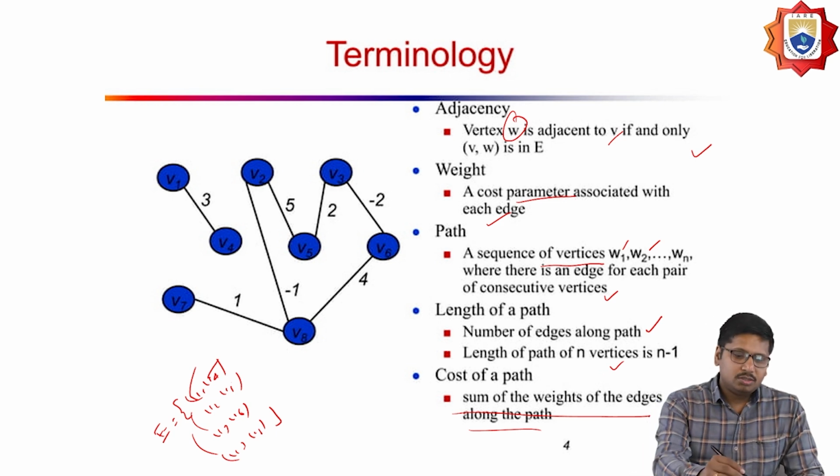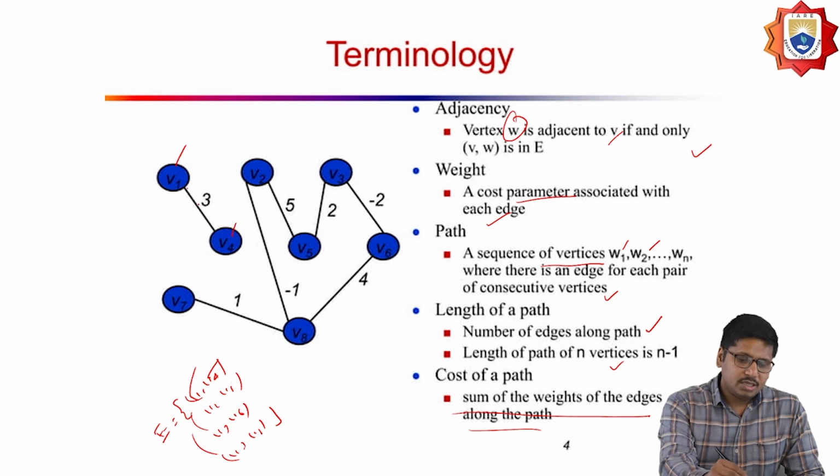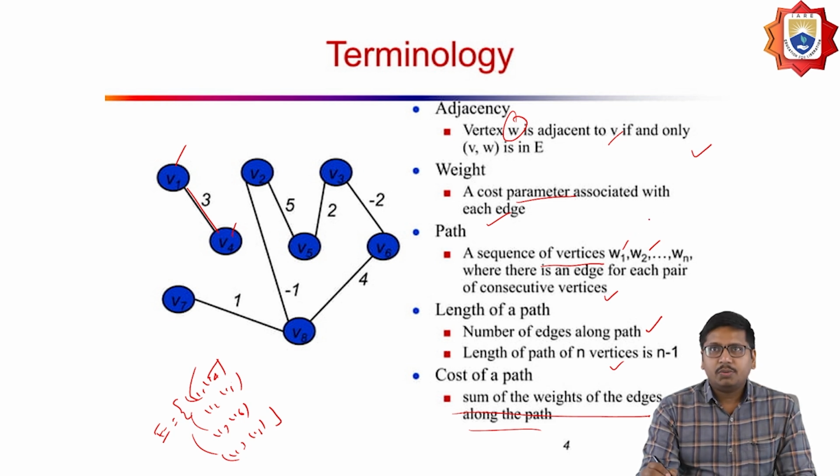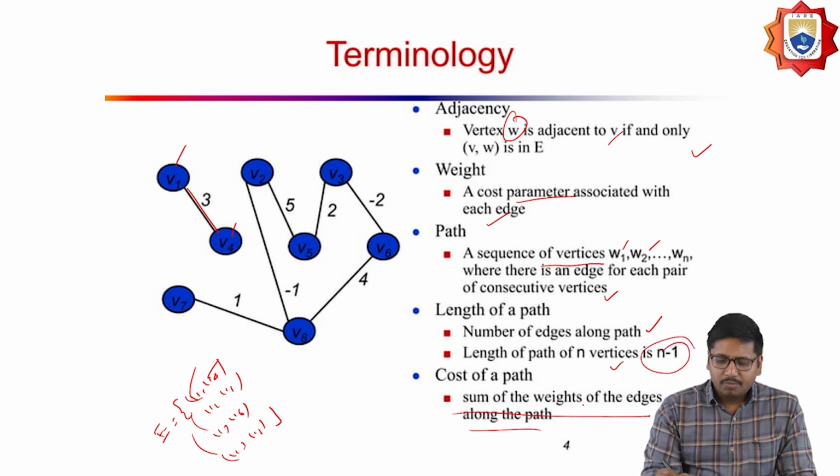So adjacent means V1 and V2 are adjacent if there exists an edge between them, and weight is nothing but the cost parameter associated with each edge, and the path is nothing but the sequence of vertices w1, w2, and so on wn, where there is an edge for each pair of consecutive vertices. So the length of the path is the number of edges along the path, and the length of the path of n vertices is n minus 1. So the cost of the path is the sum of the weights of the edges along the path.